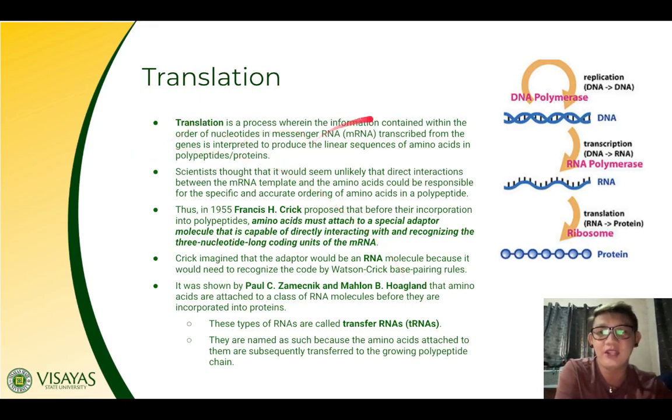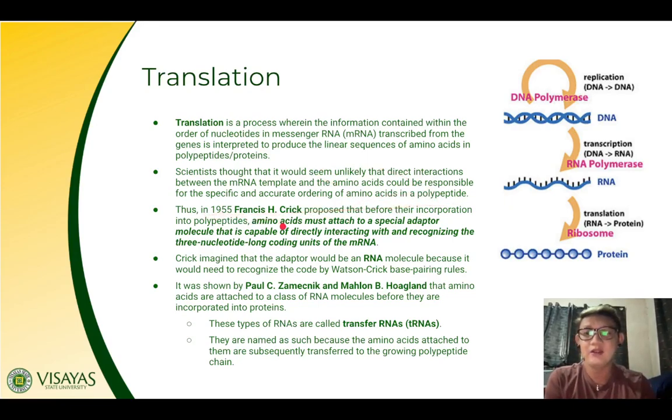Translation is a process wherein the information contained within the order of nucleotides in messenger RNA, or the mRNA, transcribed from the genes, is interpreted to produce the linear sequence of amino acids in polypeptides or proteins. So we know that the DNA is transcribed into an RNA and then RNA is translated into a protein. So scientists thought that it would seem unlikely that direct interactions between the messenger RNA template and the amino acids could be responsible for the specific and accurate ordering of amino acids in a polypeptide.